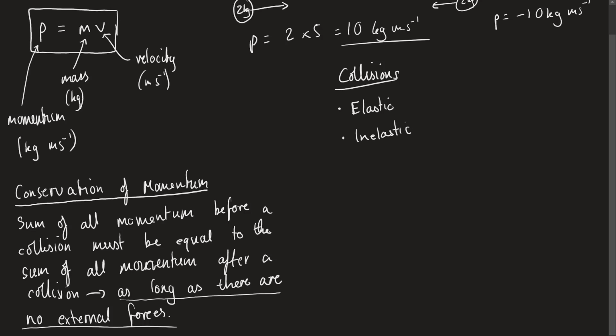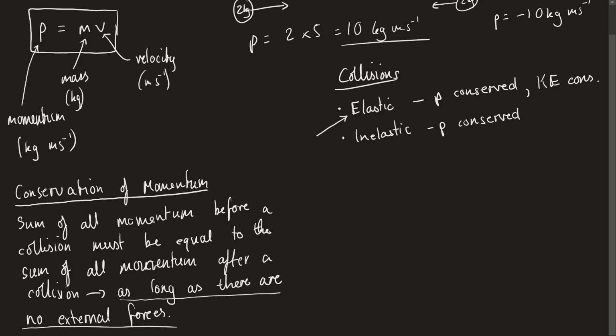Now, in all collisions, momentum has to be conserved. So in both of these, we conserve momentum, as long as there are no external forces applied. But in elastic collisions, we also conserve kinetic energy, whereas in inelastic collisions, we'll lose some kinetic energy.